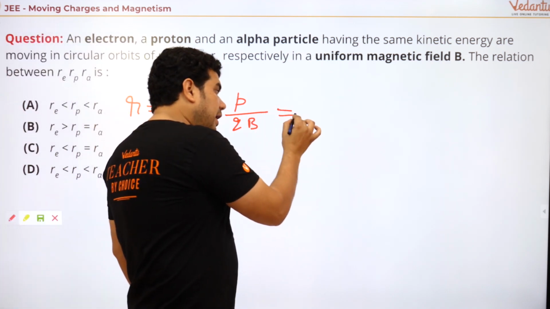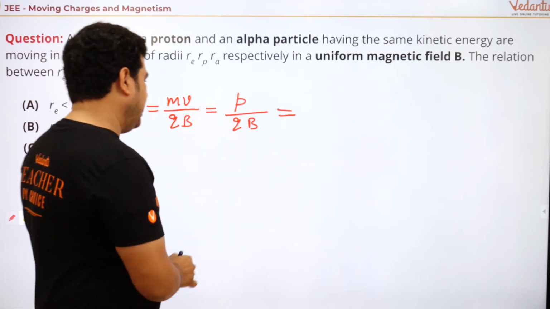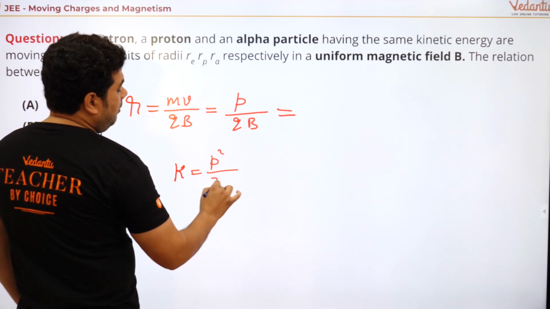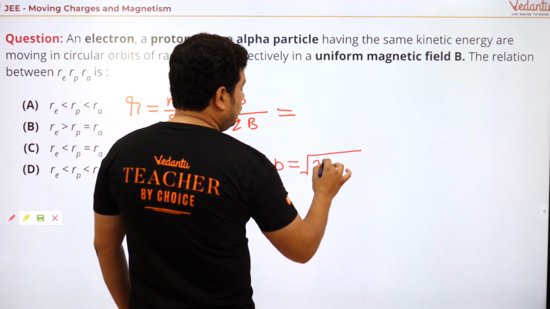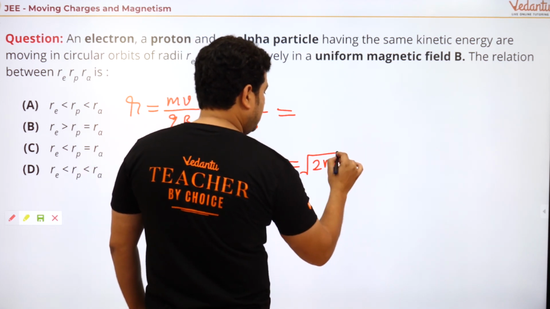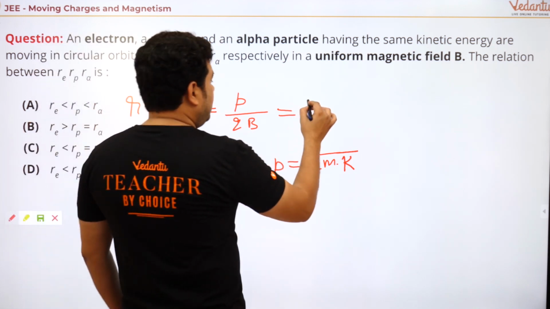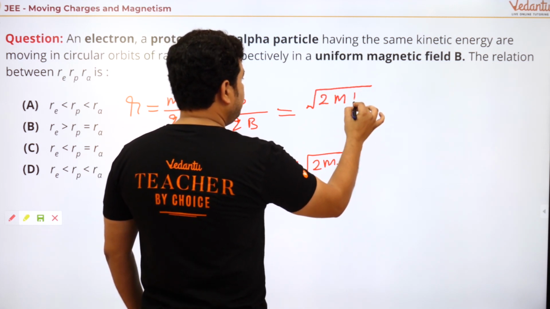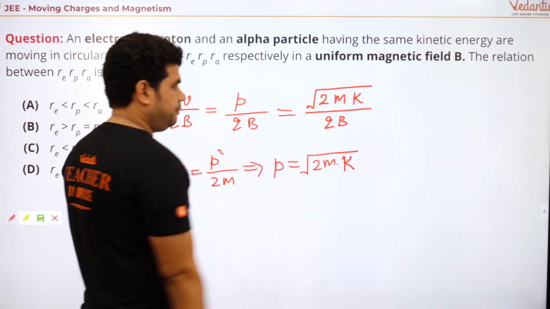Then again p, yes, you also know the relation between p and kinetic energy. The kinetic energy K can be written as p square by 2m. From here we can say p is equal to under root 2mK, where K is the kinetic energy. So another formula that we can write for R is root of 2mK divided by qB.